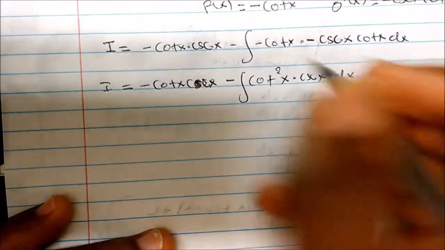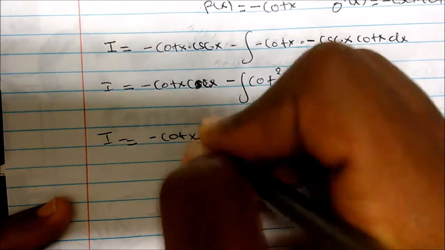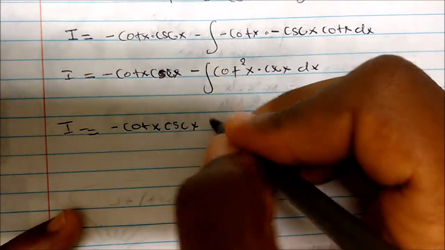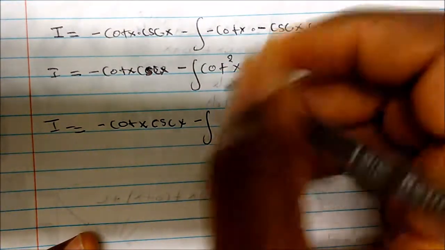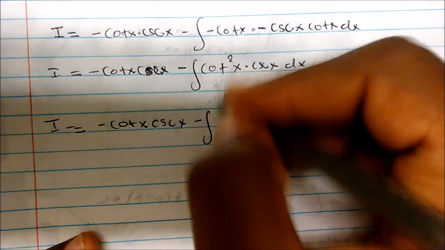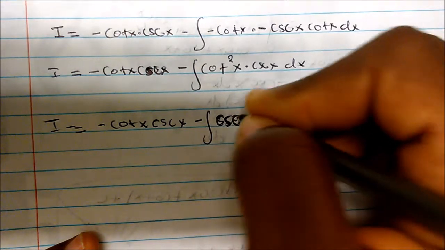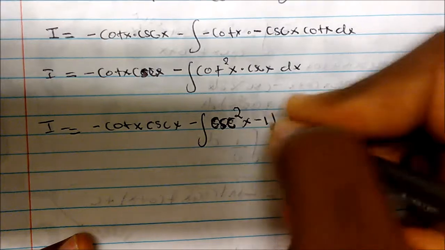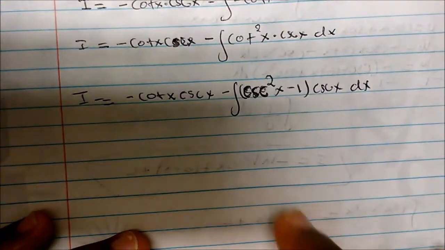Okay, and so this integration is actually very similar to secant cubed of x, and so my integral now is given by negative cotangent of x times cosecant of x minus the integral of, well, what's the identity? So it becomes cosecant squared of x minus 1. I'm going to multiply that by cosecant of x dx, okay?